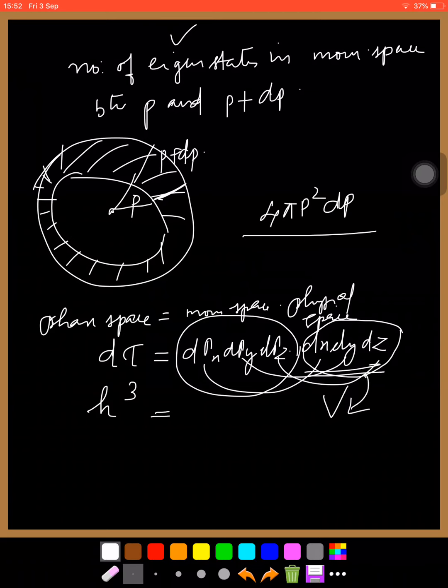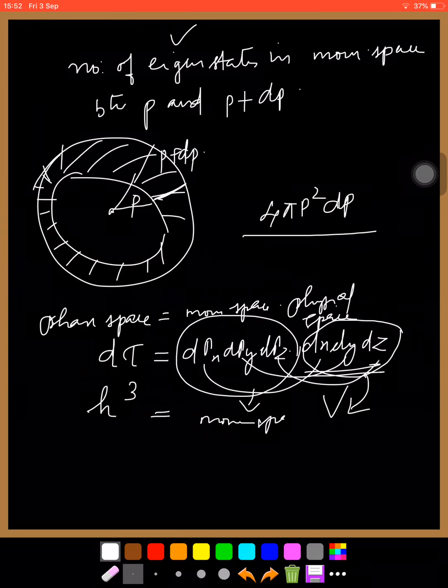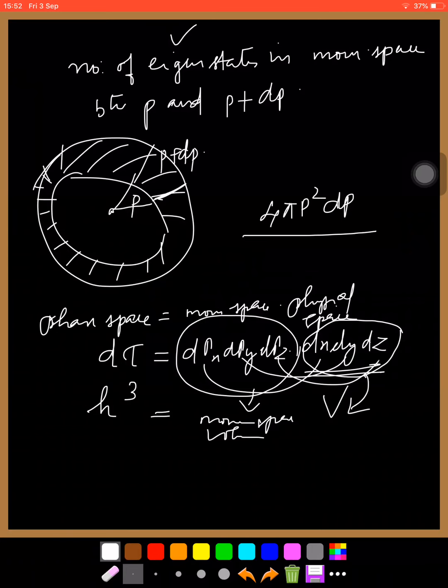This is a physical volume dx dy dz into the momentum space volume, or the volume occupied in momentum space. So we need to find the volume occupied by one eigenstate in momentum space. That is, we need to get this value, volume occupied by one eigenstate in the momentum space. In phase space the volume occupied is h cube, and in momentum space the volume occupied is h cube divided by v.